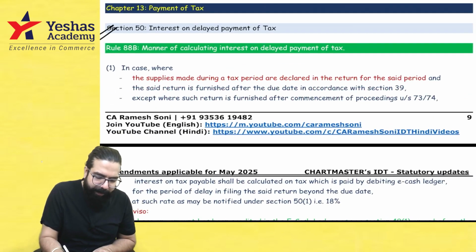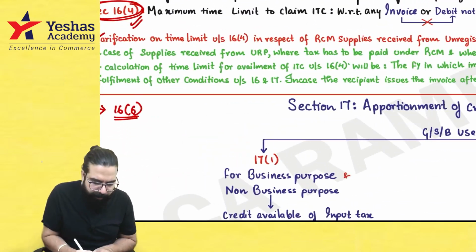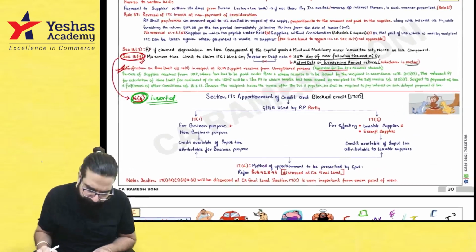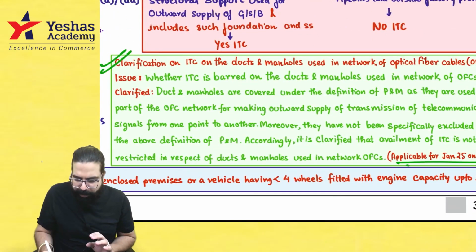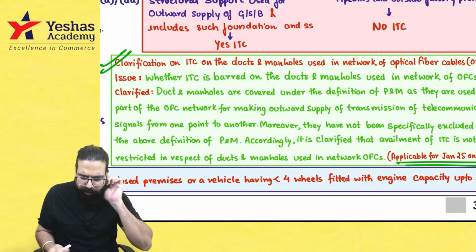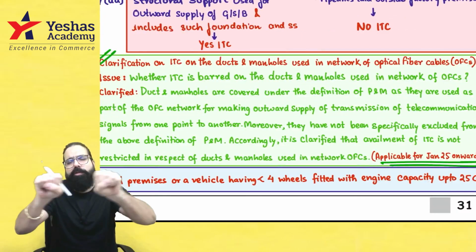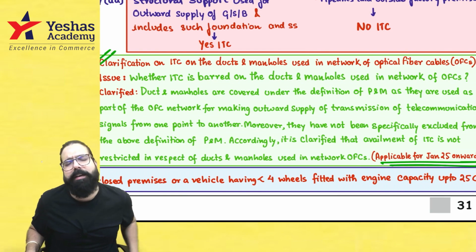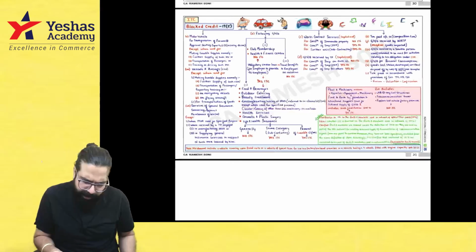The next is payment of taxes. So people, 1 minute. Here in your ITC chapter, what happened? Section number 16(6) inserted, which I have already explained to you. Yes, sir. This point is clear. Other than that, this was an amendment applicable from January 25 onwards. This was the optical fiber cable duct and manholes. We had already discussed in the January 25 amendment that for optical fiber cable, the credit on duct and manholes is allowed. That was for January.